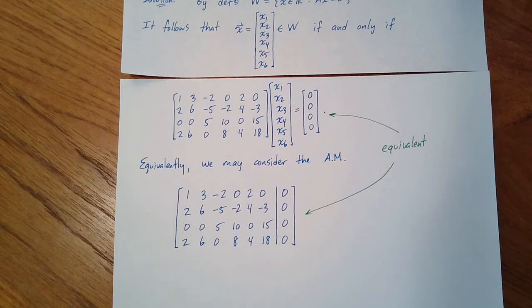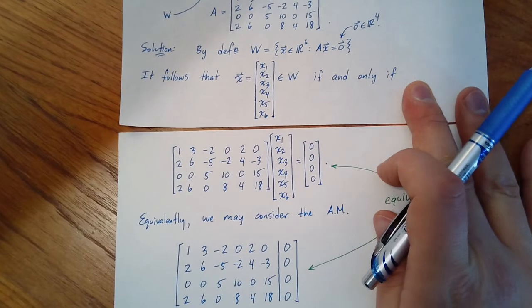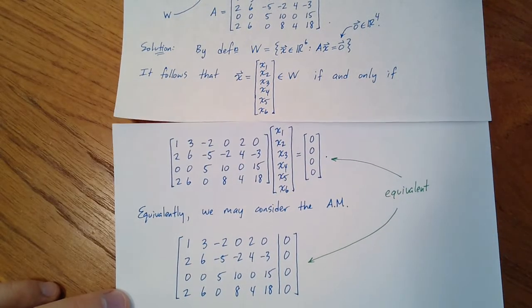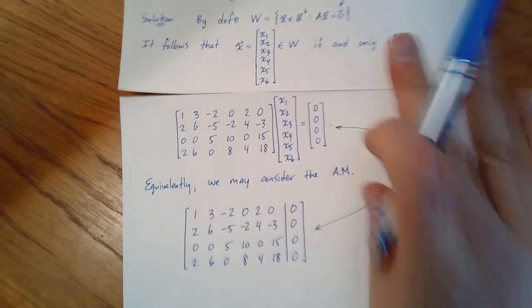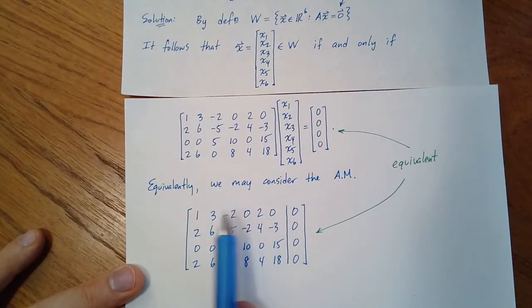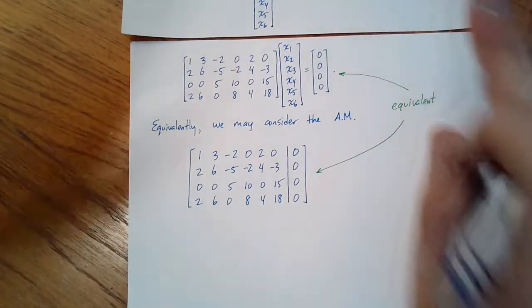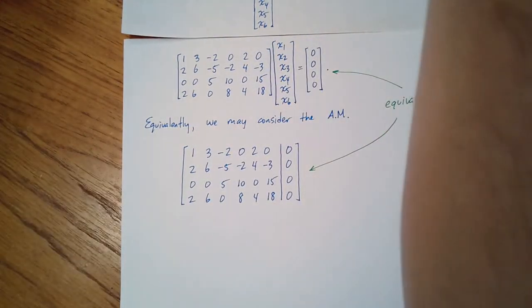So really, if we want to figure out what the elements of this solution space W are, we really just need to find all the solutions to this augmented matrix. So we need to solve this, in other words. What you need to do next is to row reduce it and carry it into reduced row echelon form using Gauss-Jordan elimination. I'm actually going to just tell you what that is.